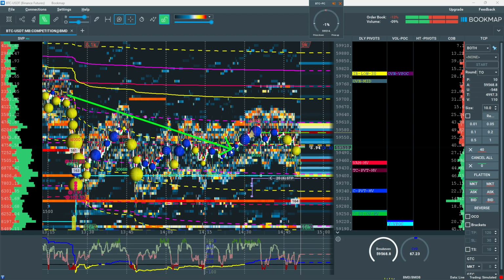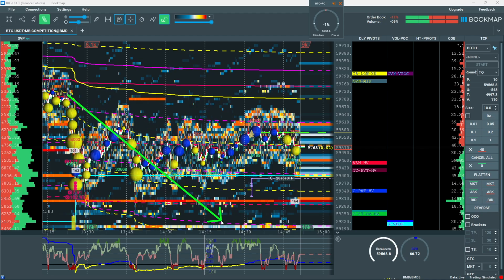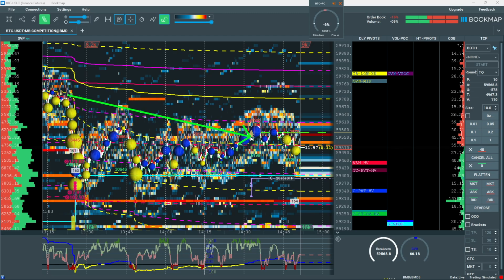We got the volume. I don't see big volume here, but there's big volume in the bubbles, right? So it's low volume on the bars, but big bubbles. So we're getting the buy bubbles, so took the long entry.